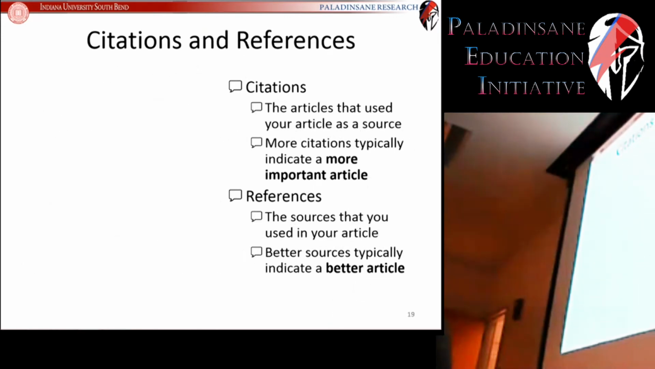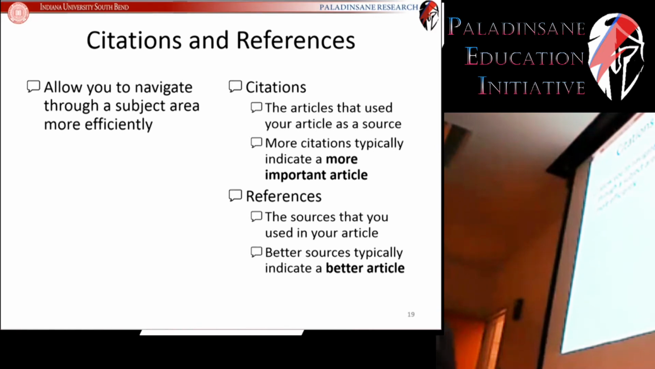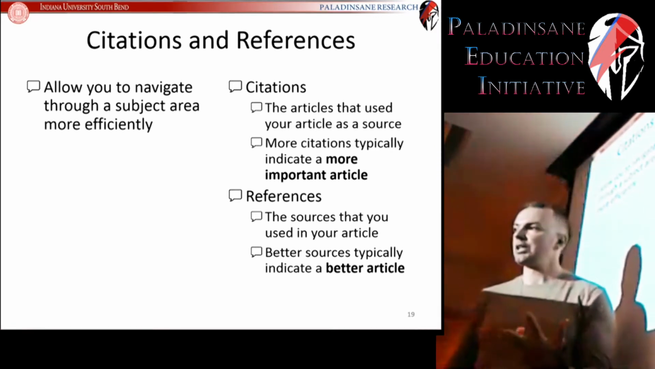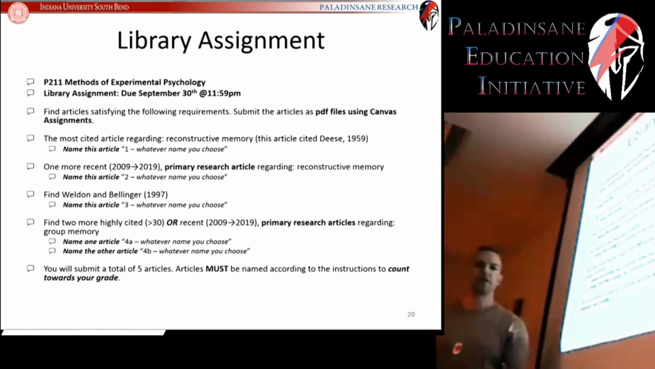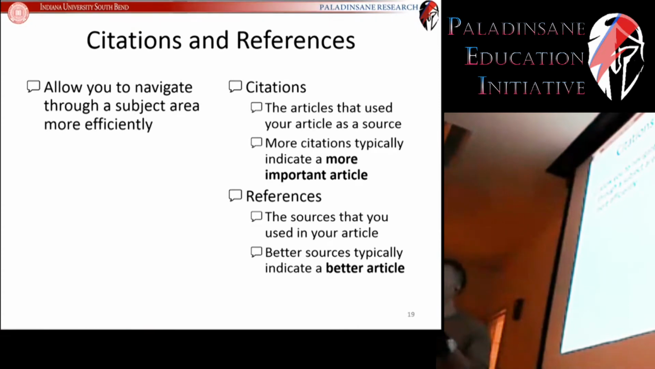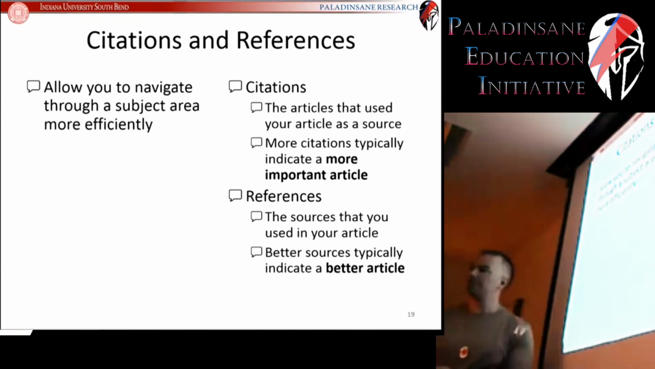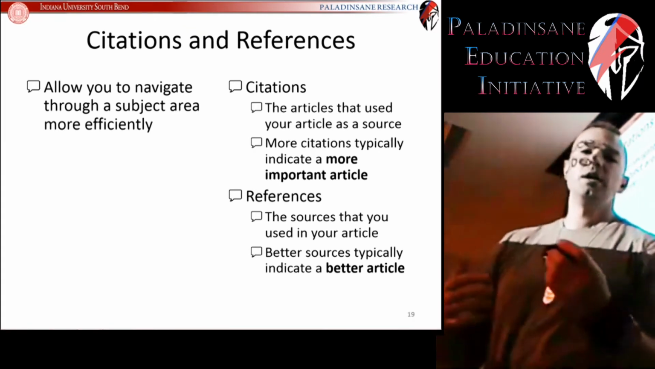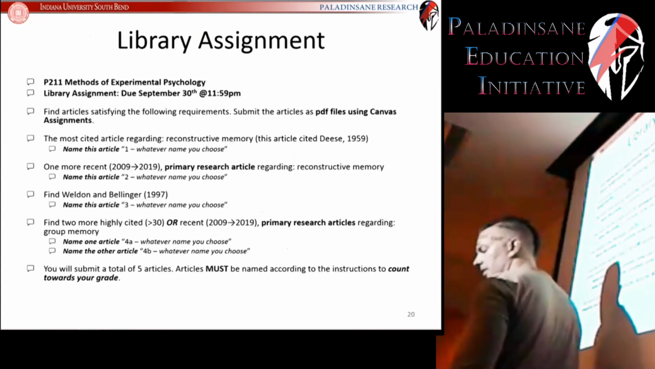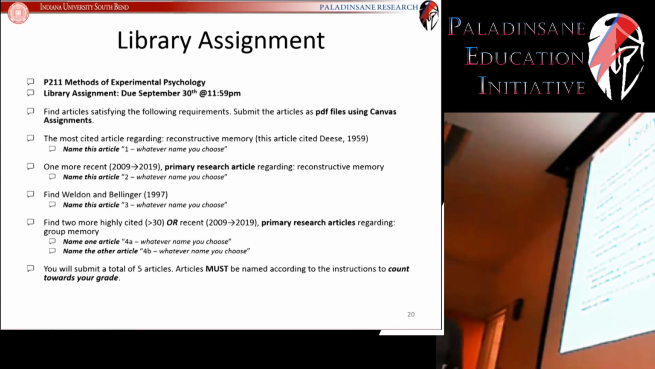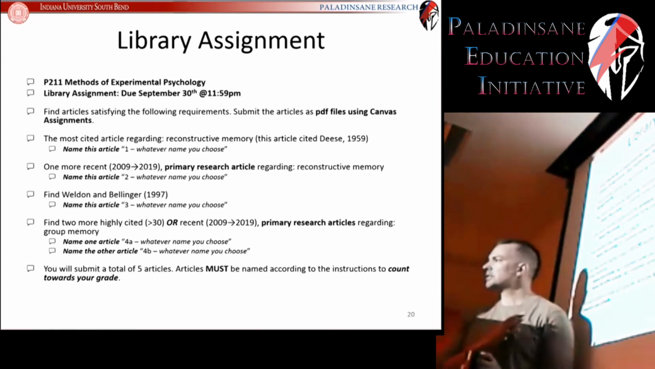So that's why we're going to be working with citations. It allows you to navigate through that subject area very efficiently, even if you have no idea what that subject area is. And that is why we have those requirements: find the most highly cited article, find an article with 30 or more citations in our library assignment. All right, so that's a preview of your library assignment. Any questions on that?